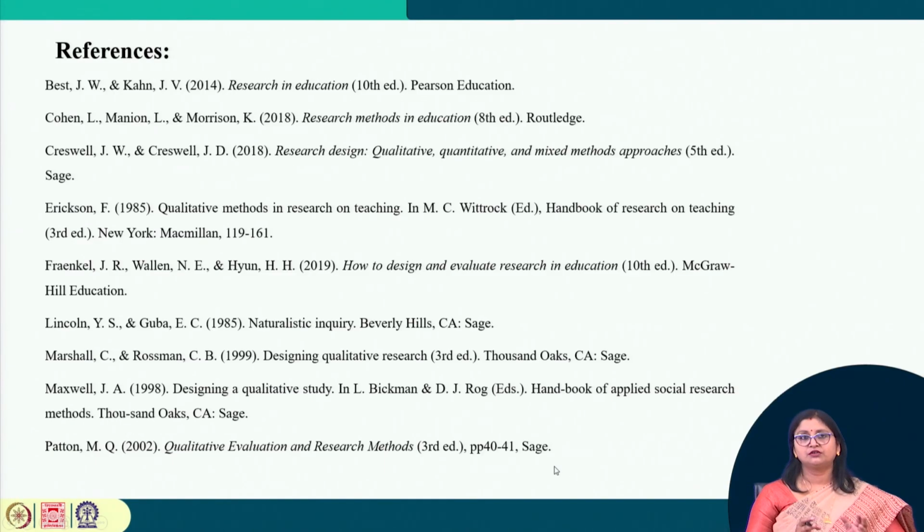I have given the full references for whatever I have mentioned in this whole lecture. Again, I am mentioning that this is the Methodology of Educational Research course, and the content taught here is taken from renowned reference books by authors like Cohen, Creswell, John W. Best, Rosman and Patton, and also Maxwell. If you want to go into the details, you can go for further readings.